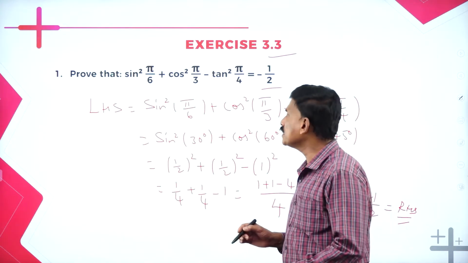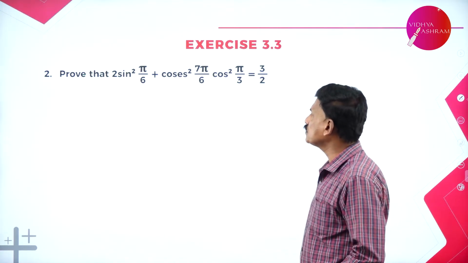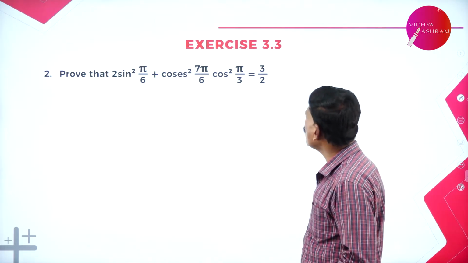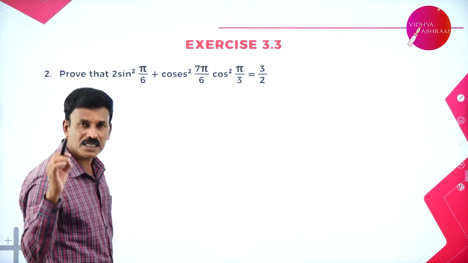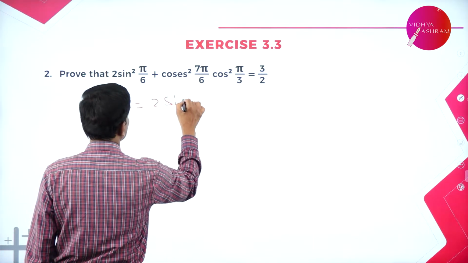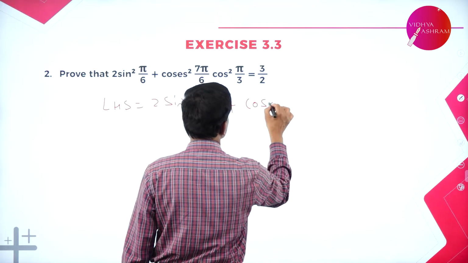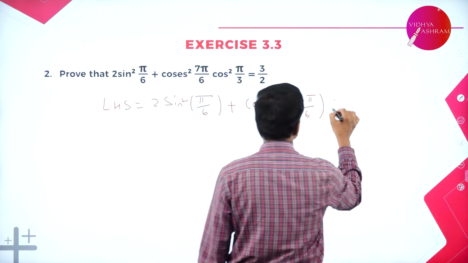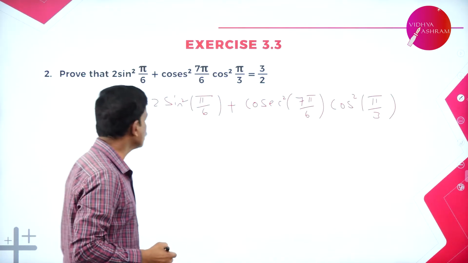Now let us come to the next problem, a similar type problem. So here what is given? Prove that 2 sin square pi by 6 plus cosecant square 7 pi by 6 into cos square pi by 3 is equal to 3 by 2. Similar type problem. Let us write the LHS first. What is LHS? 2 sin square pi by 6 plus cosecant square 7 pi by 6 into cos square pi by 3. Now let us convert first.